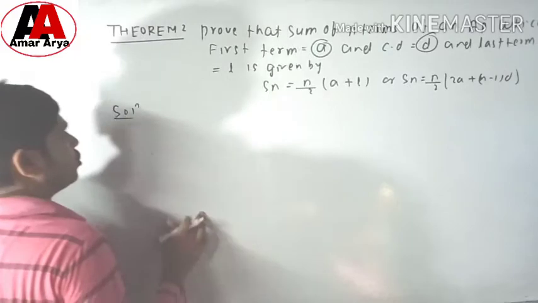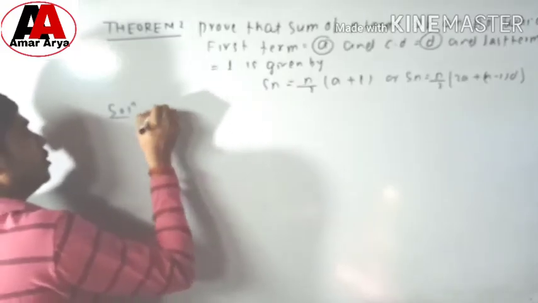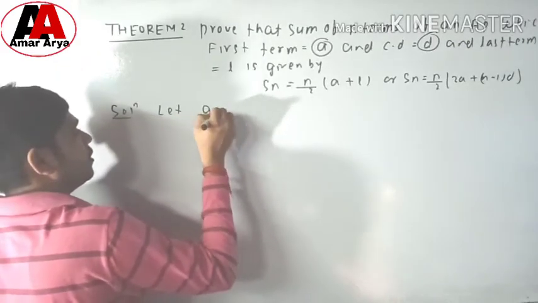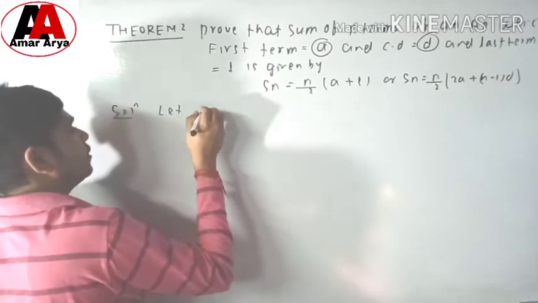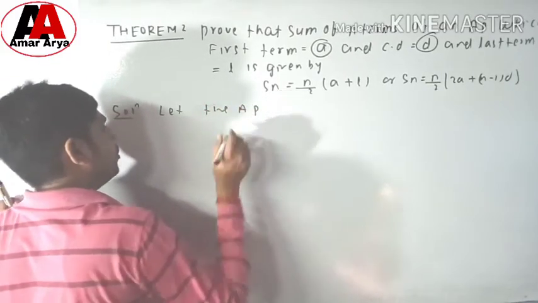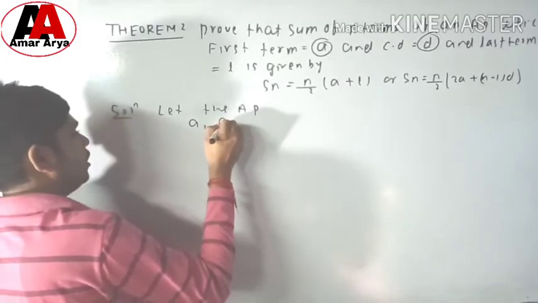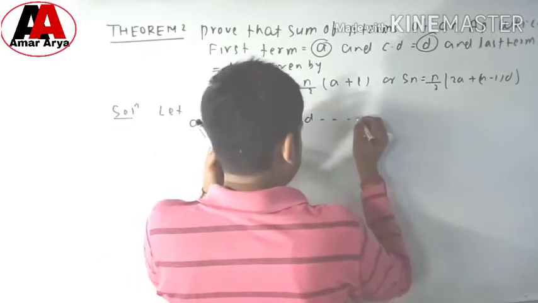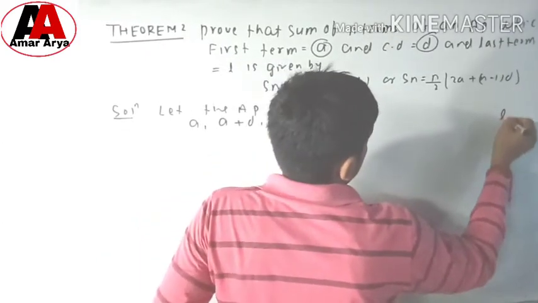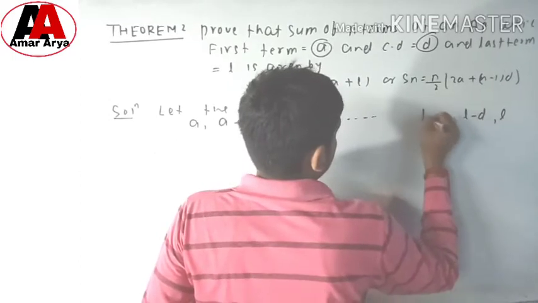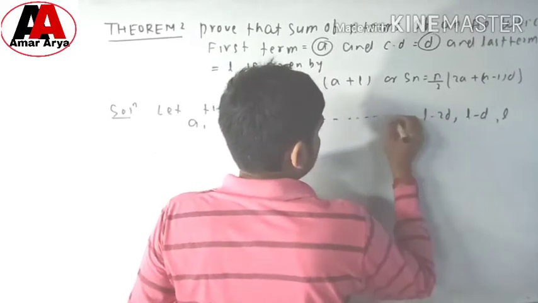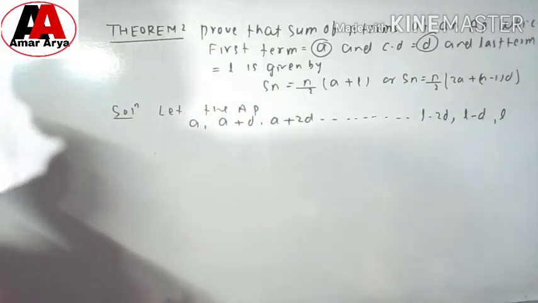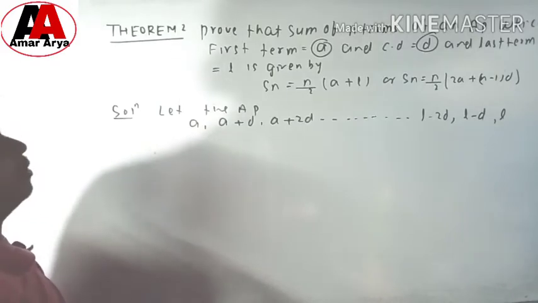First of all, I will take the sequence of the arithmetic progression. I can write A, A plus D, A plus 2D, and so on, up to L minus 2D, L minus D, and L. This is the sequence, and now we are going to write the series.